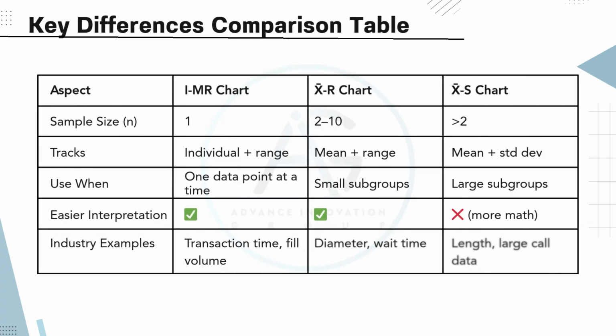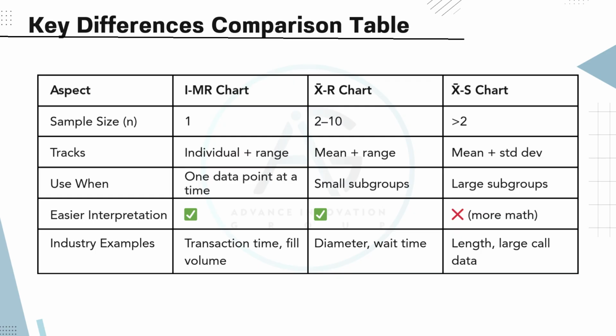Key differences. Comparison table. IMR charts are used when you have a sample size of 1 and track individual values and ranges. Ideal for single data points like transaction times. XR charts are suitable for small subgroups, 2 to 10 samples, tracking mean and range, commonly used for measurements like diameter or wait time. XS charts are used for larger subgroups and track the mean and standard deviation. These are mathematically more complex and fit scenarios like analyzing call data over time.